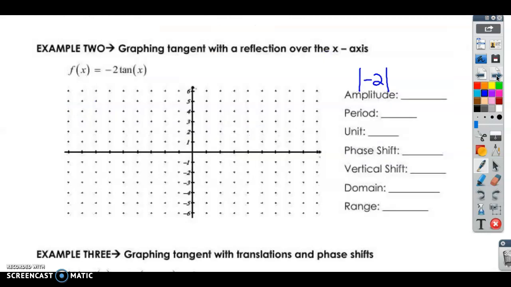All right, we're moving on to example 2. So we're going to have a reflection. The amplitude is the absolute value of -2, so it's 2. The period is just pi. That makes the unit pi over 4, so I'm counting by pi over 4. No phase shift, no vertical shift. So let's go ahead and put in my asymptotes. I already know my asymptote because the inside of that function is just x.